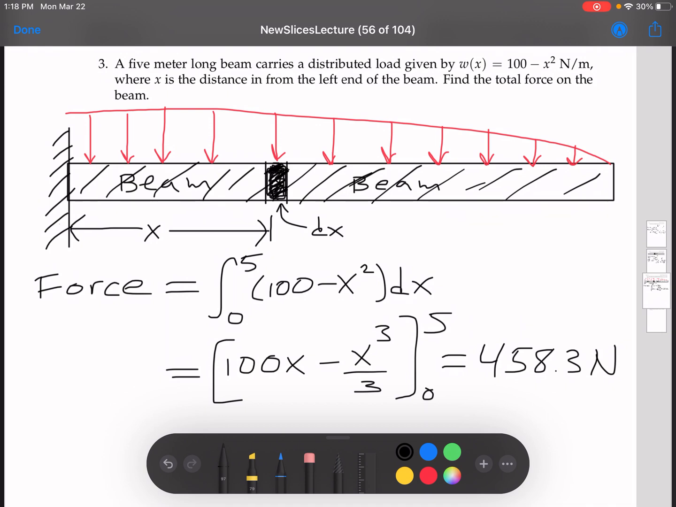Now remember, let me just show you something with the units real fast. The units for W of x are newtons per meter. So we have newtons over meters here. dx, remember, is in meters, because this was a 5-meter long beam. So you can see that these will cancel, and that's how we get this newtons here.